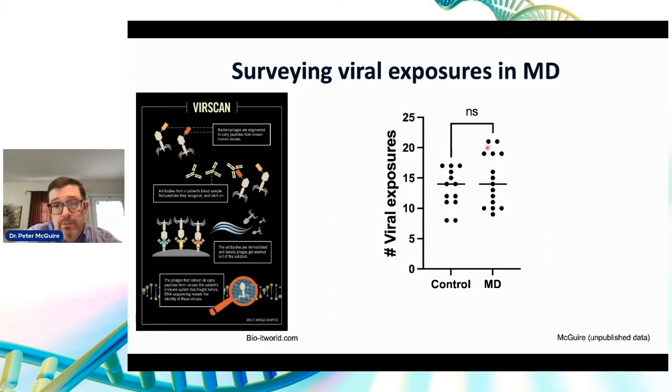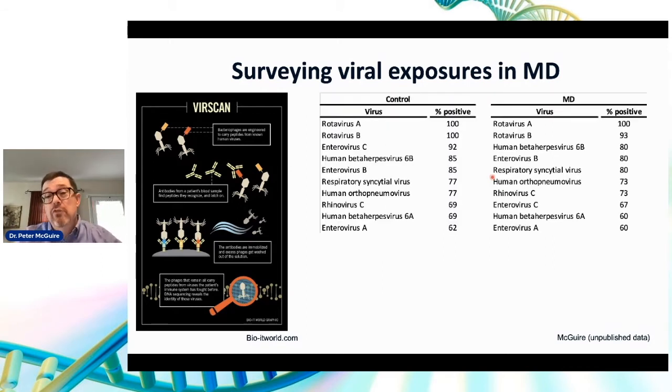They've been exposed to about 15 different viruses. You can see there are some individuals with mitochondrial disease that have higher levels, about 20 or so. But in general, there was no difference between the groups. As we collect more samples and more families, these numbers may change. But so far, it looks like roughly 15 different viruses they are exposed to.